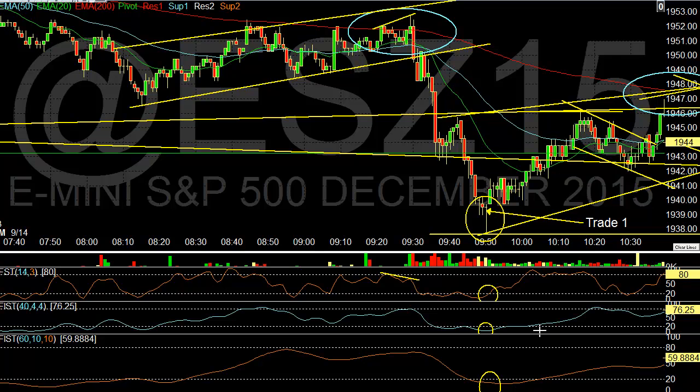Another strategy we have is called the triple stochastic reversal. Here we have the 3 bands of the stochastics I pay attention to, and I look for that reversal candle. In that case, we took that trade today, and you can see that.